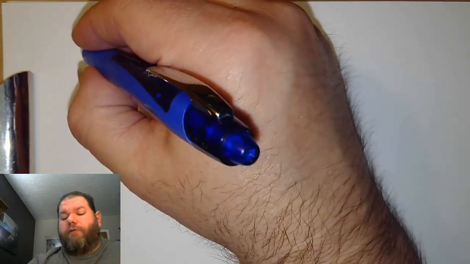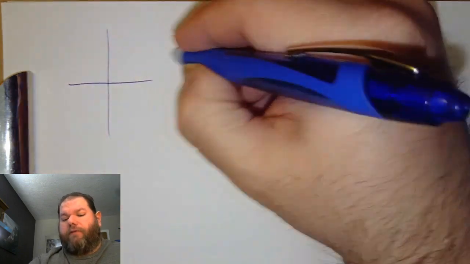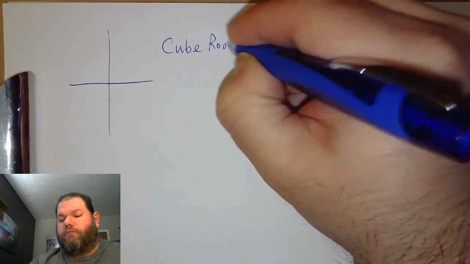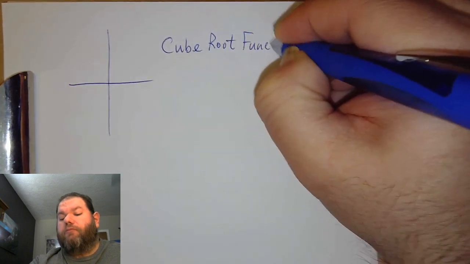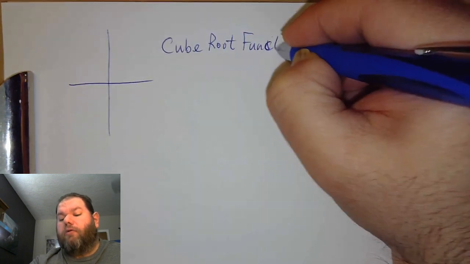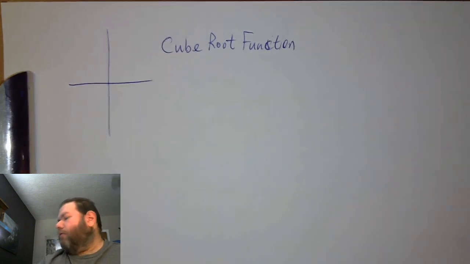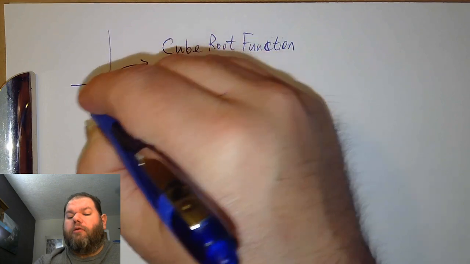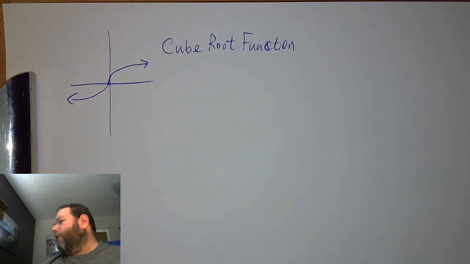So after the square root, we need a cube root function. Which looks like that. It actually looks a lot like the cube, or the cubic function, except now it's rotated to go left and right rather than up and down.